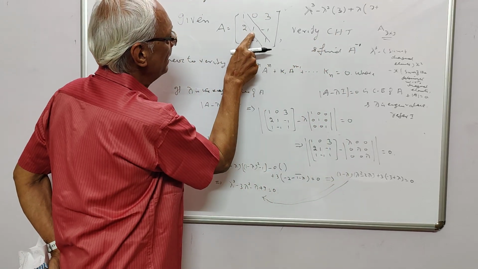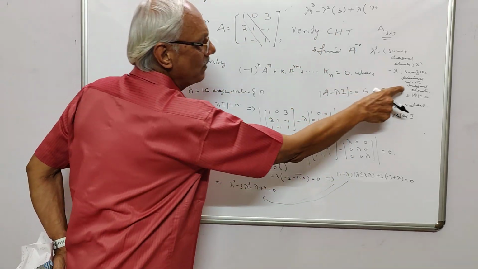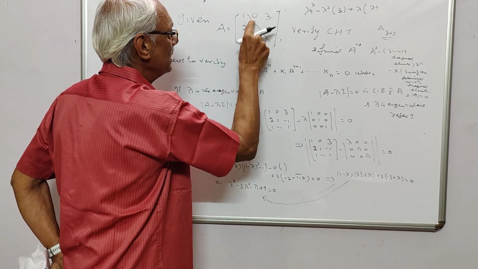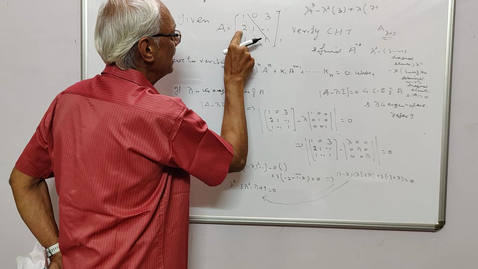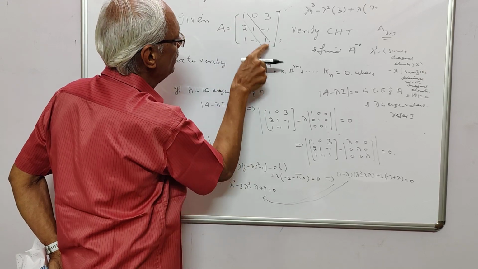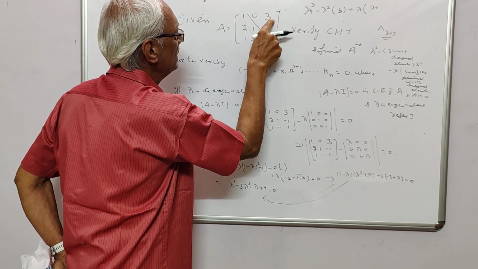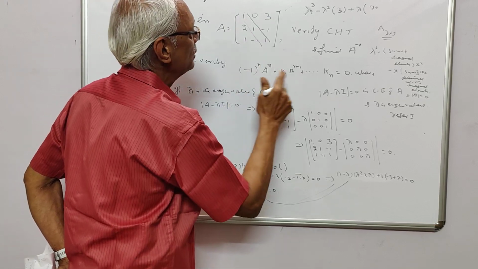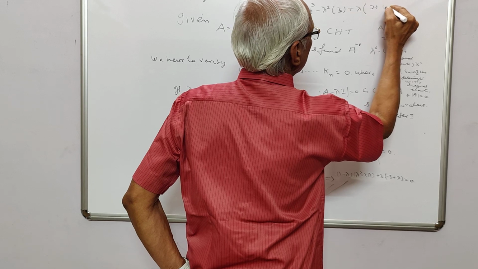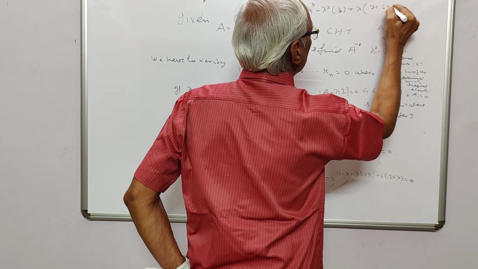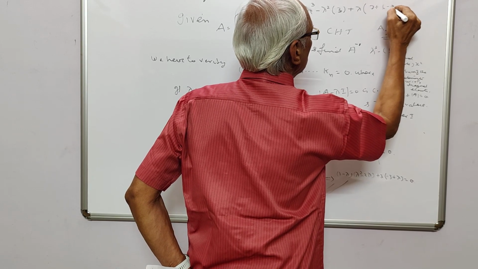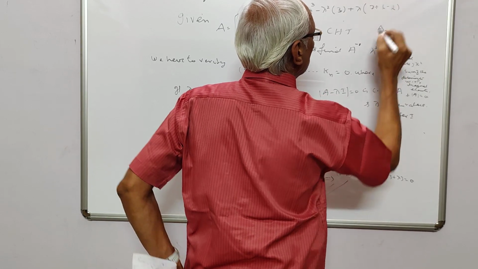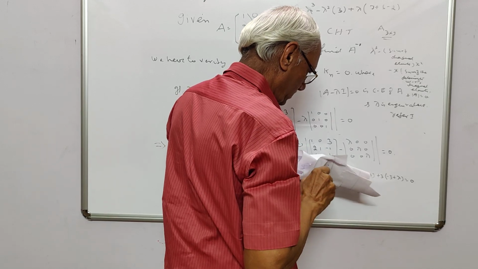Come to the next. The middle one is principal diagonal element, so your principal diagonal element is 1. So give up this column, give up this row, multiply. 1 into 1 is 1. 1 into 3 is 3. So 1 minus 3 will be minus 2. So it is minus 2.